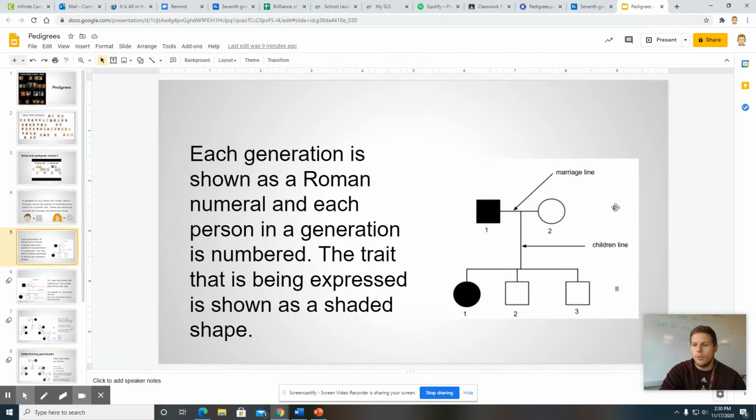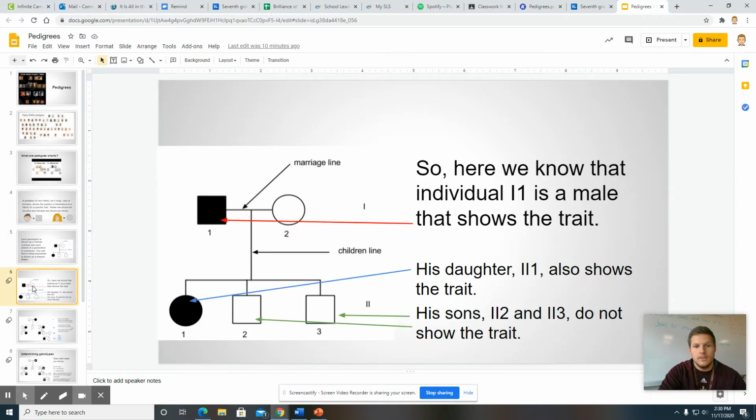So in generation 1, 1 shows it, 2 doesn't. In Roman numeral 2, 1 shows the trait. Roman numeral 2, 2, and 2, 3 do not. Okay, so that's how that is expressed. Now, here we can see that individual Roman numeral 1, 1 shows it, which is the male. His daughter, 2, 1 shows the trait. His sons do not show the trait.